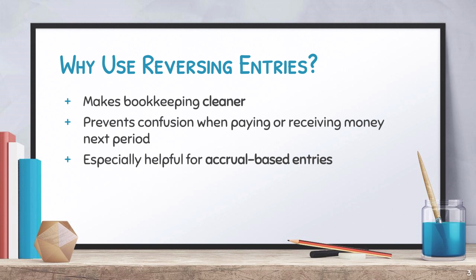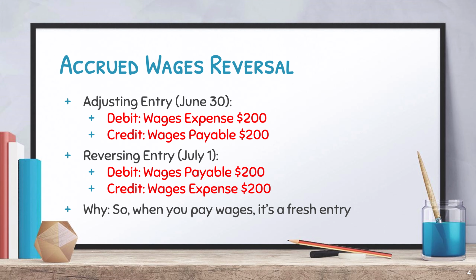Now let's take a look at the 5 types of reversing entries using a lemonade stand business. First, let's start with accrued wages reversal. At the end of June, your lemonade stand owed your cousin $200 for working a few hot afternoons, but you hadn't paid her yet. So you made an adjusting entry to show the wages owed. On July 1st, you make a reversing entry to cancel that out. This way, when you actually pay her later in July, you can record the payment like a normal transaction without doubling the expense. Easy and clean.